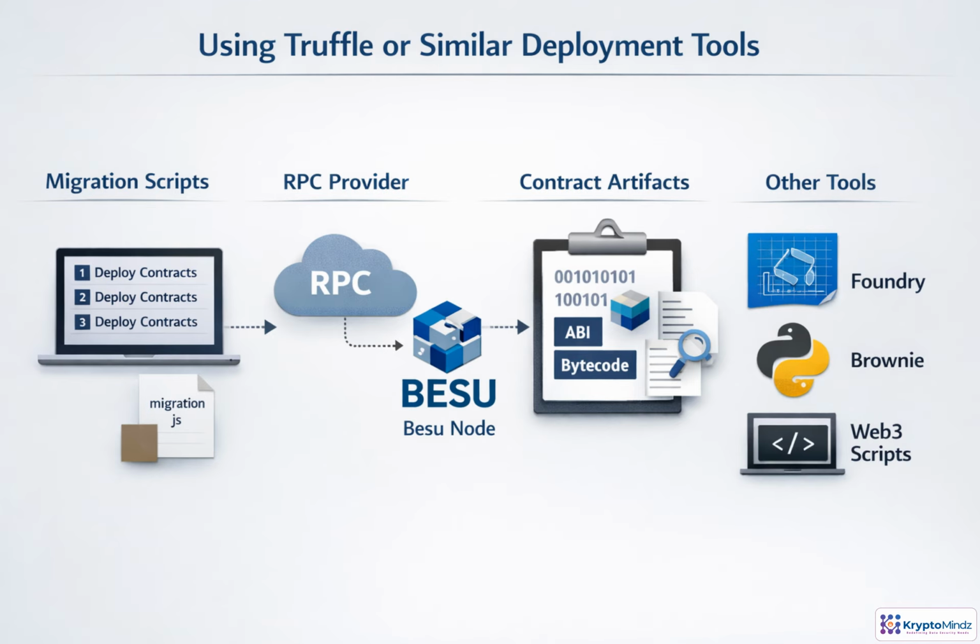Besu does not require one specific deployment framework. With Truffle, deployments are organized as migration scripts, which define order and dependencies between contracts. The provider configuration points those scripts at the Besu JSON-RPC endpoint, using the correct network or chain ID. As contracts deploy, artifacts capture the ABI, bytecode, and metadata. The same pattern works with Foundry, Brownie, or custom Web3 scripts, so teams can keep familiar Ethereum workflows.